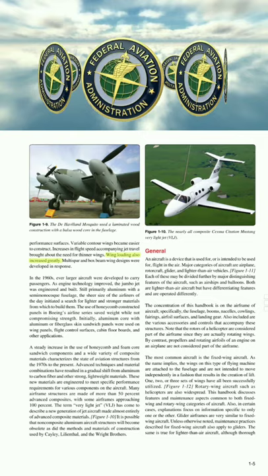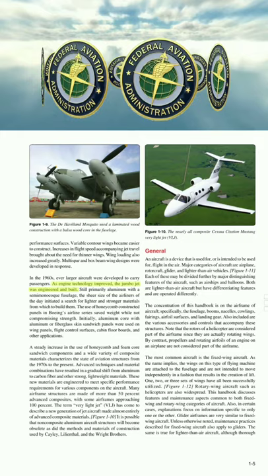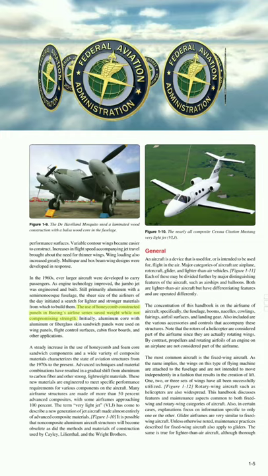In the 1960s, ever larger aircraft were developed to carry passengers. As engine technology improved, the jumbo jet was engineered and built. Still primarily aluminum with a semi-monocoque fuselage, the sheer size of the airliners of the day initiated a search for lighter and stronger materials from which to build them. The use of honeycomb-constructed panels in Boeing's airline series saved weight, while not compromising strength.